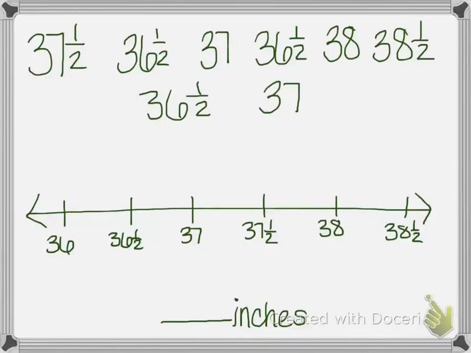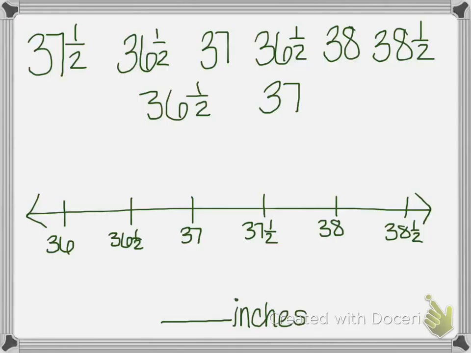Number 1 says Antonio is practicing the standing long jump for gym. He jumped 8 times and wrote down the following measurements in inches: 37 and a half, 36 and a half, 37, 36 and a half, 38, 38 and a half, 36 and a half, and 37. Use the data to complete the line plot.